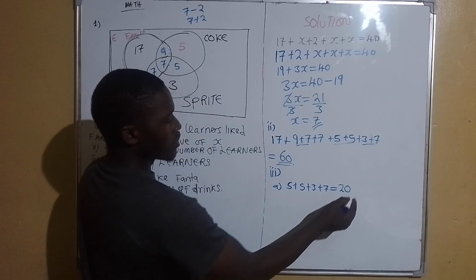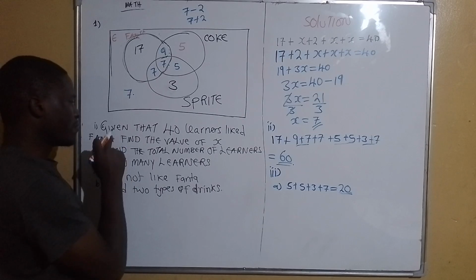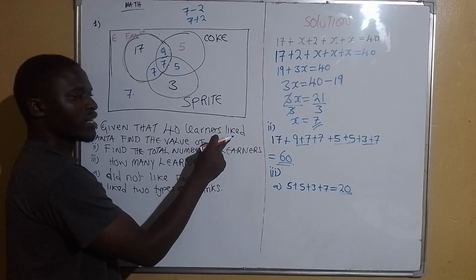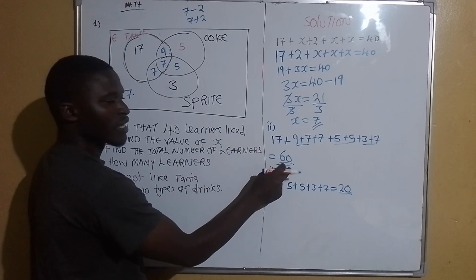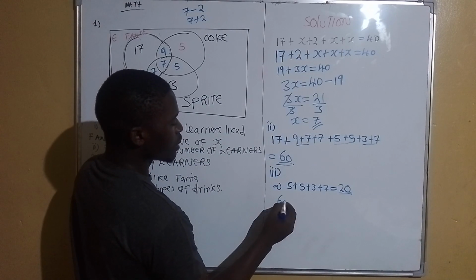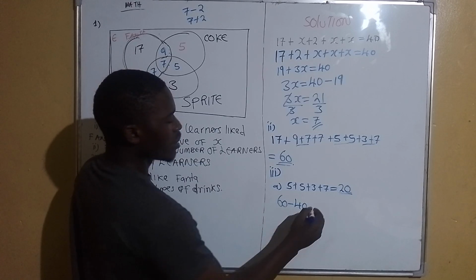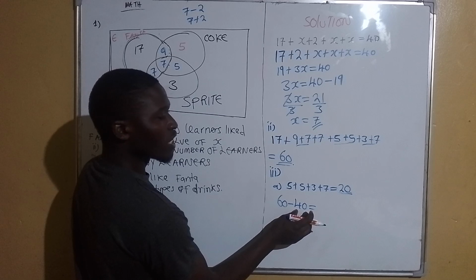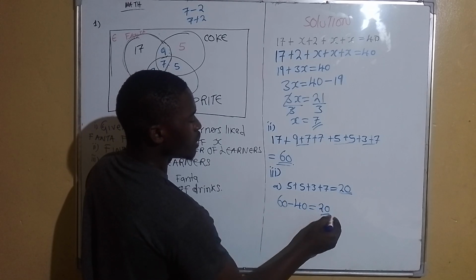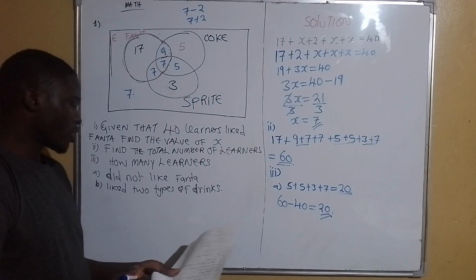Okay, that's the answer. But remember they are saying that given that 40 learners liked Fanta, so 40 learners out of 60 liked Fanta. So you can say out of 60 learners in the class, 40 liked Fanta. So you are subtracting those who liked Fanta from the 60 learners. Your answer again will be 20. So it depends which method you go with.